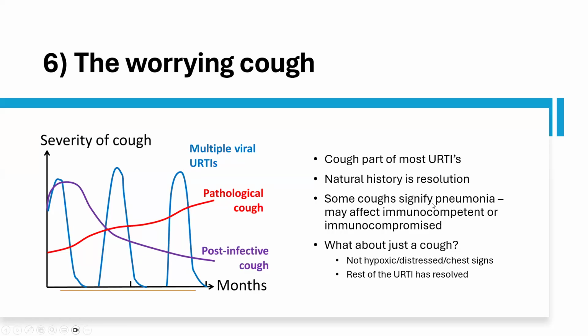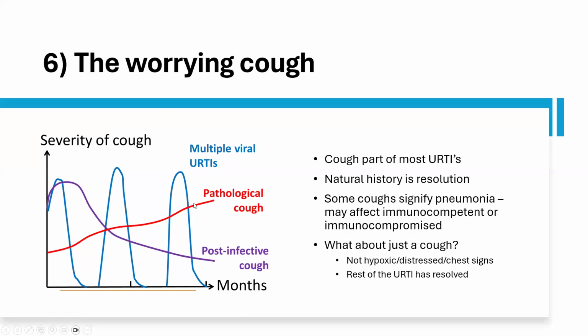Obviously, we know that some coughs signify pneumonia, and this pneumonia can happen whether you're immunocompetent or immunocompromised. So obviously, when there's hypoxia or chest findings, that's a different story. We're just now talking about the cough, especially when the rest of the upper respiratory tract infection has resolved. So there are different patterns.